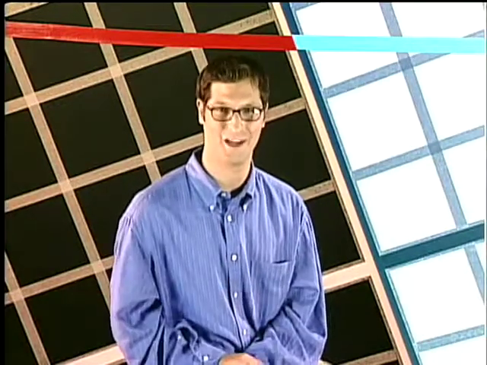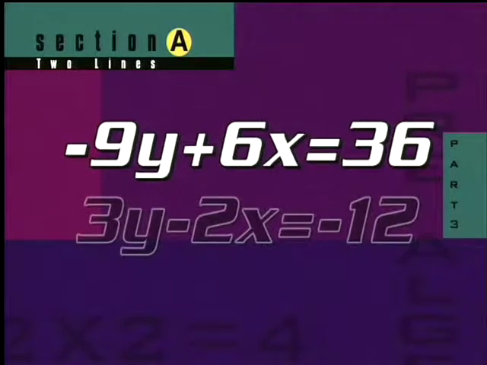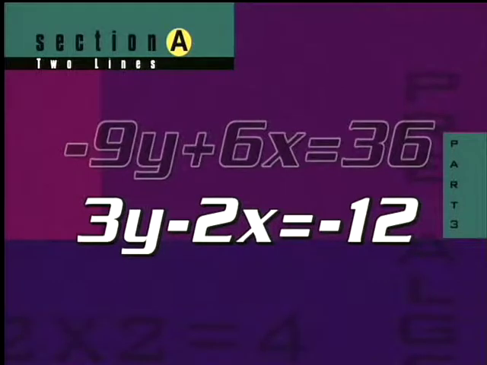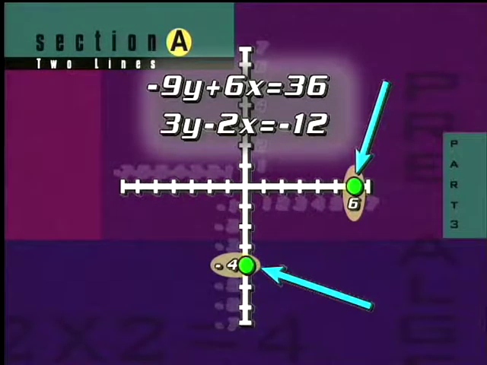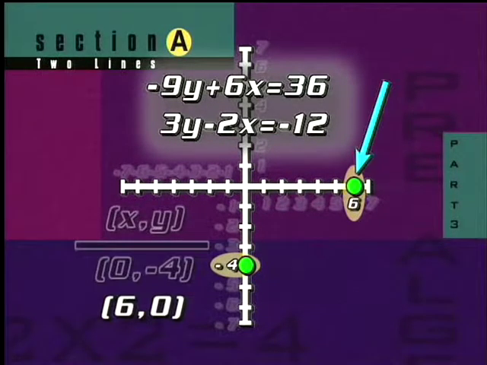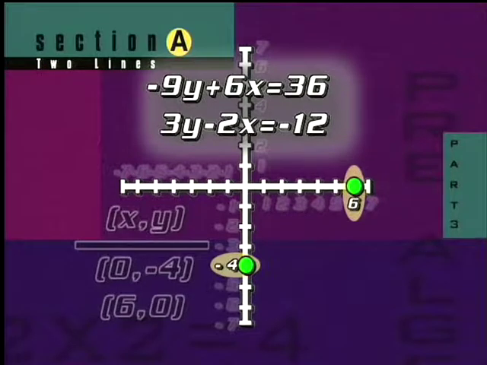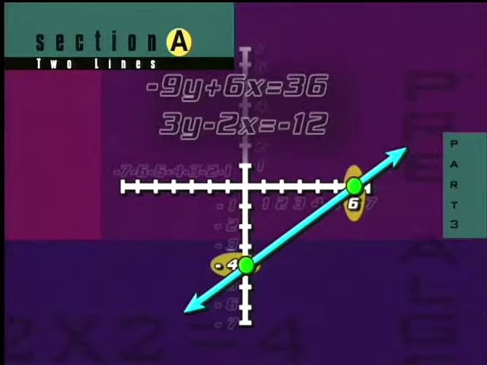Well, with algebra, we can have one line on a graph that has 2 different equations to express it. Check this out. We've got the 2 equations, -9y plus 6x equals 36, and 3y minus 2x equals -12. Well, if we kept working with these, we discover that they share more than one common point. The coordinates 0, -4, and 6, 0 work successfully in both equations. Because they share both of these points, this means they're both algebraic pictures of the same line.